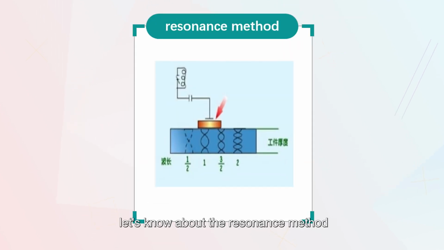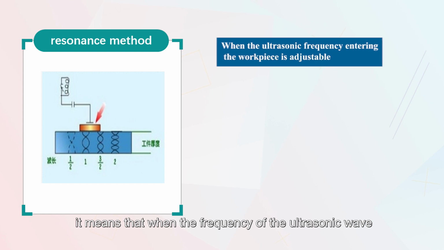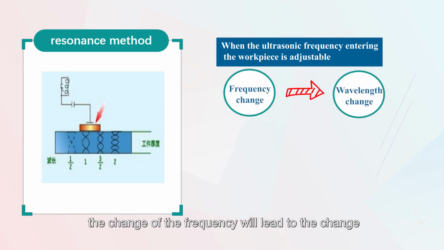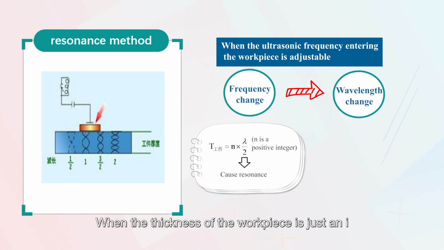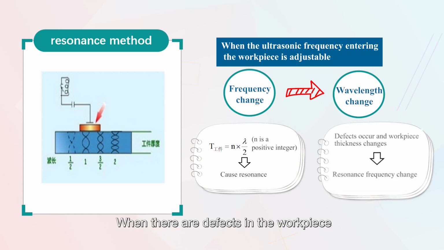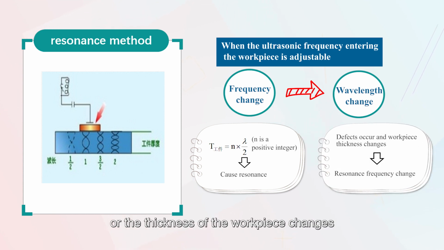Finally, let's know about the resonance method. It means that when the frequency of the ultrasonic wave entering the workpiece is adjustable, the change of frequency will lead to the change of the wavelength. When the thickness of the workpiece is just an integral multiple of the half wavelength of the emitted ultrasonic wave, resonance will be caused. When there are defects in the workpiece or the thickness of the workpiece changes, the resonance frequency will change, so the internal defects of the workpiece and the thickness of the workpiece can be inferred.